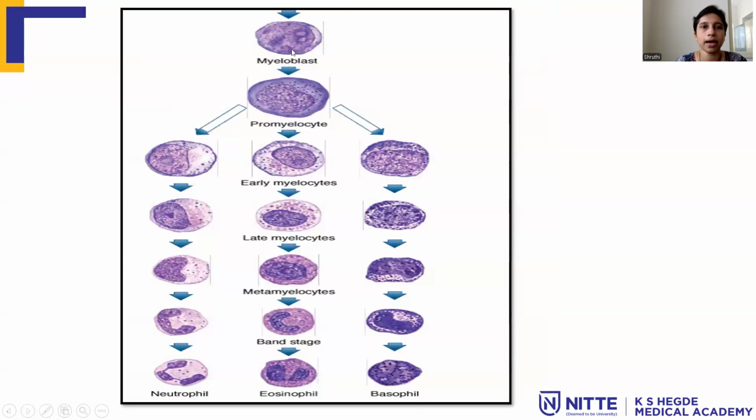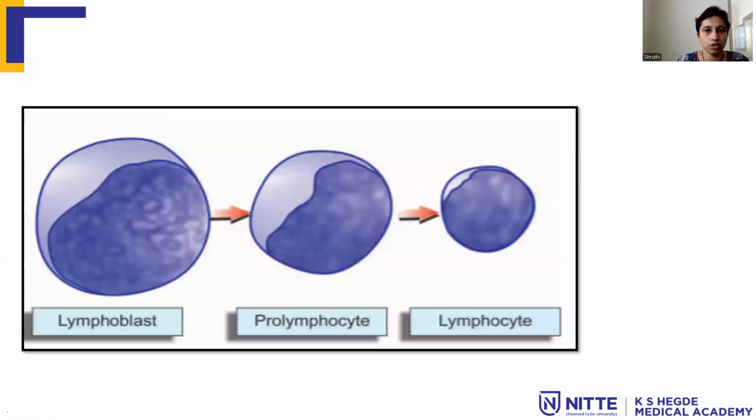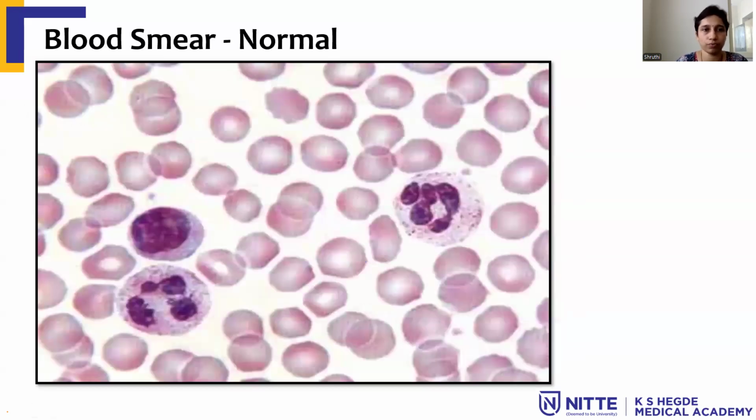So here you can see myeloblast having 2 to 3 prominent nucleoli. Promyelocyte will have single nucleoli. Myelocyte, you can see here there is flattening at one end, giving rise to D shape, followed by metamyelocyte. Metamyelocyte has kidney-shaped nucleus, then band form, and the most mature neutrophil. So in lymphopoiesis, we have only three steps: lymphoblast, prolymphocyte, and the mature lymphocyte.